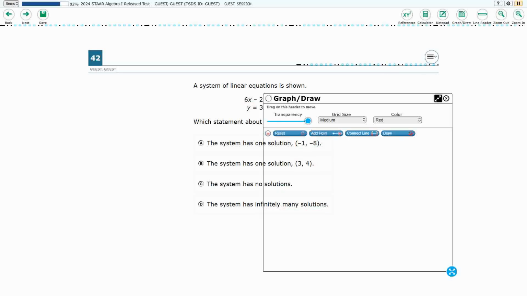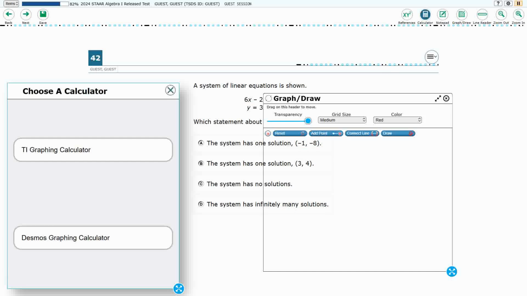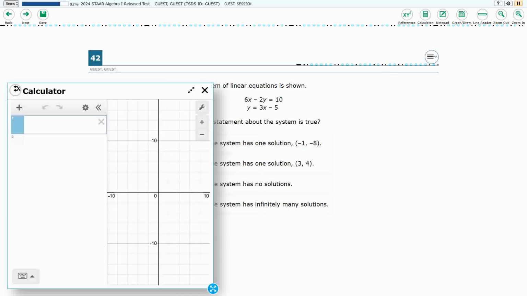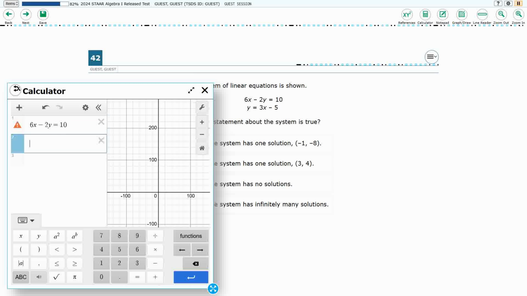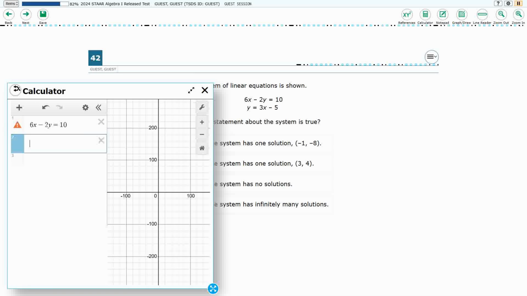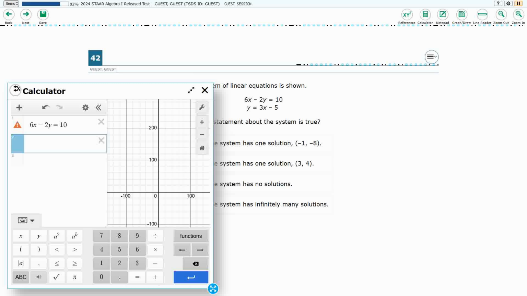So let's just open up our calculator. Let's use Desmos on this one. And let's just put these on the graph here. So I'm going to start with 6x minus 2y equals 10. All right, let's zoom out to see where that is. Okay. And then I'm going to have y equals 3x minus 5.